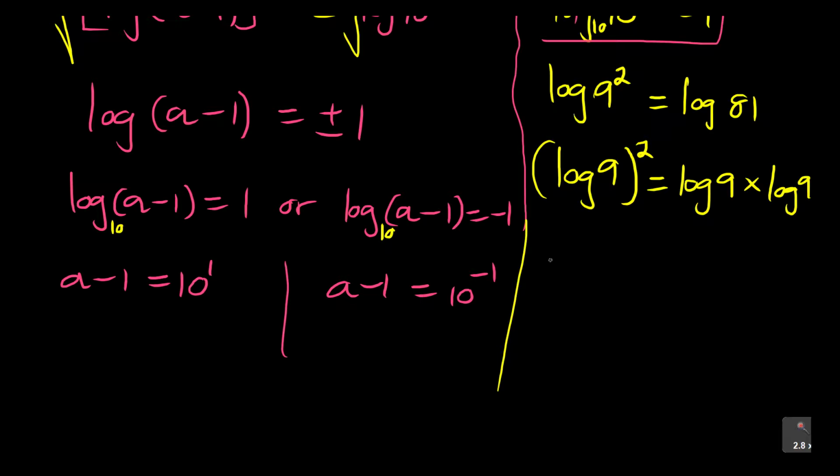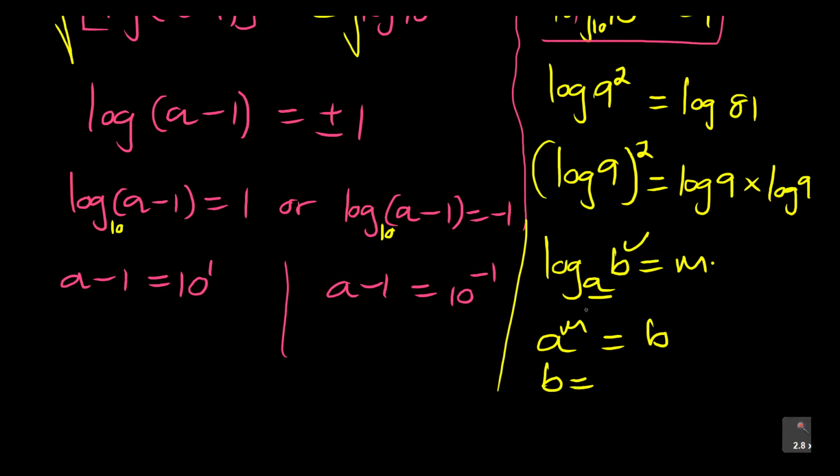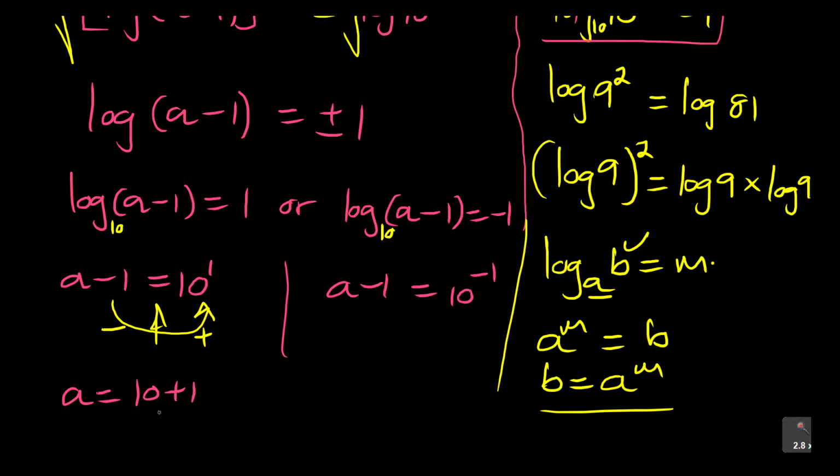Meaning, if I'm given log base a of b equal to m, how do I convert this to exponents? You take a to the exponent m is equal to b. Either way is fine. That's what I just did here. So how do you solve for a? Take 1 to the other side, from negative, crossing the equal sign, it becomes positive. So a is equal to 10 to the power 1 plus 1. 10 plus 1 is 11. So a is 11.